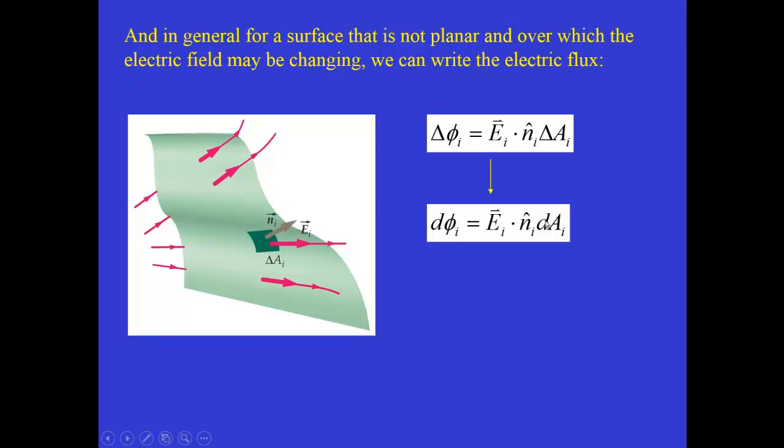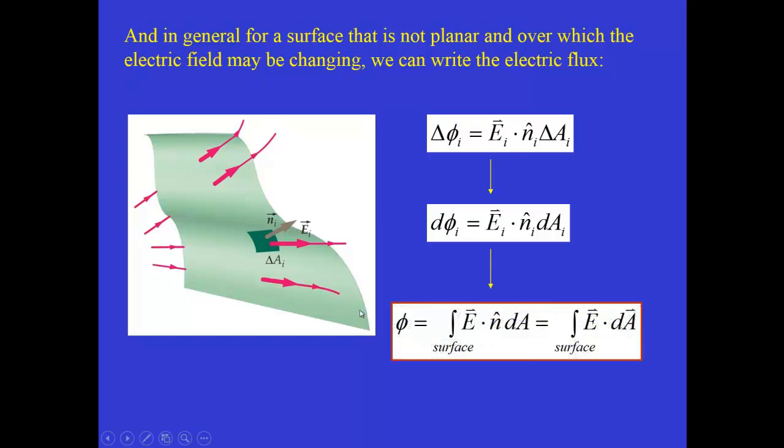So expressed in this way, all we have to do in order to get the total flux through the entire surface is to integrate. So the total phi is the integral over the surface of this quantity E dot n hat dA. And using that definition presented on the previous page, we can define a differential surface vector dA, which has a magnitude equal to the area of the element, and a direction equal to the surface normal n hat. Some books write this as E dot n hat dA, some write it as E dot dA, but they mean the same thing, and the integral is over the surface.